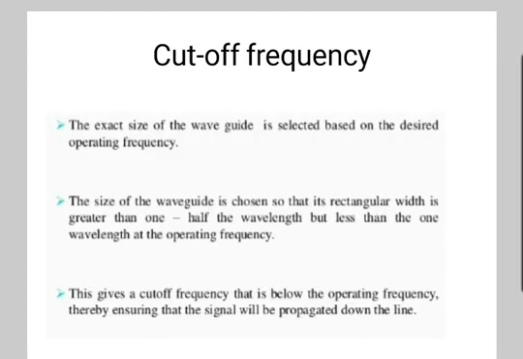Now, the exact size of the waveguide is selected based on the desired operating frequency. The size of the waveguide is chosen so that its rectangular width is greater than one half the wavelength but less than one wavelength at the operating frequency. This gives a cutoff frequency which is below the operating frequency, thereby ensuring that the signal will be propagated down the line.